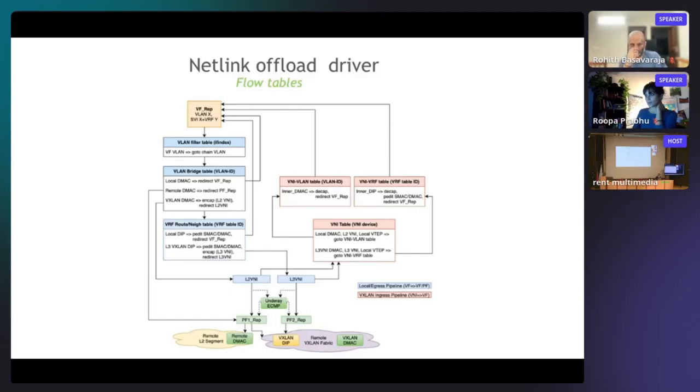In the decap direction, once the packet comes through the uplink ports, it is forwarded to the corresponding VNIs. It could be an L2 VNI or L3 VNI. In case of L2 VNI, we decapsulate the packet, and based on the overlay MAC, we forward the packet to the corresponding representer. Whereas in case of L3 VNI, we do the decapsulation, and after the decapsulation we also do the L2 rewrite, and then forward the packet based on the inner IP, which is the overlay IP, to the corresponding port.